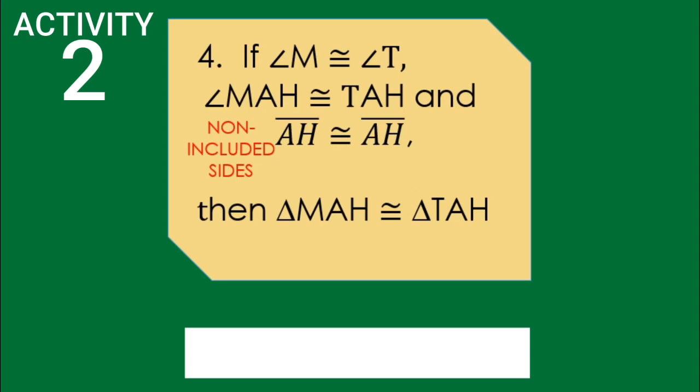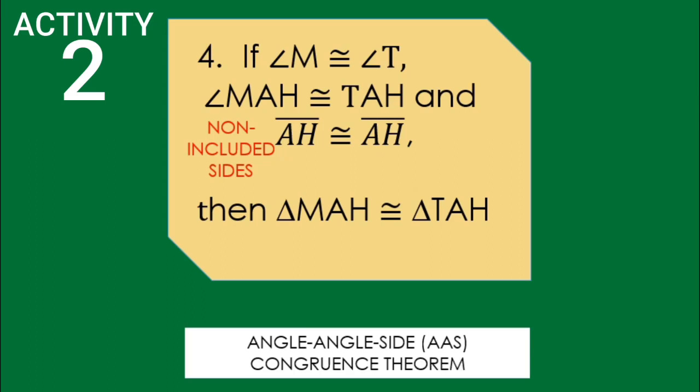Number 4. If angle M is congruent to angle T, angle MAH is congruent to angle TAH, and non-included sides are congruent by reflexive property, then triangle MAH is congruent to triangle TAH. The answer is angle-angle side, or AAS congruence theorem, because we have 2 pairs of congruent angles and 1 pair of congruent non-included sides.